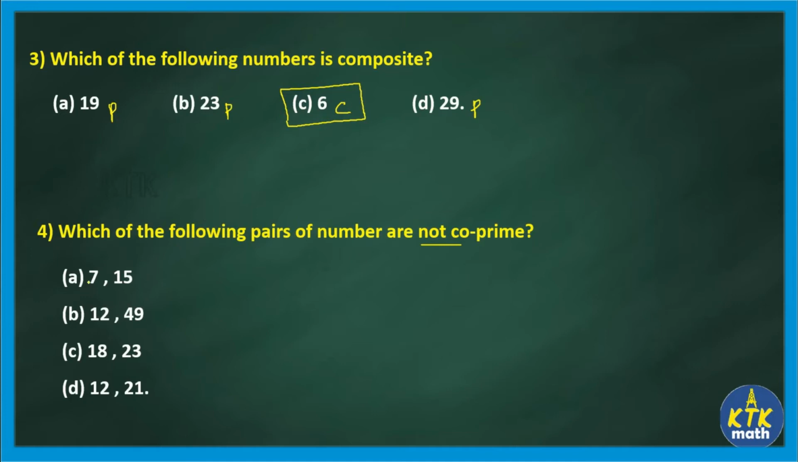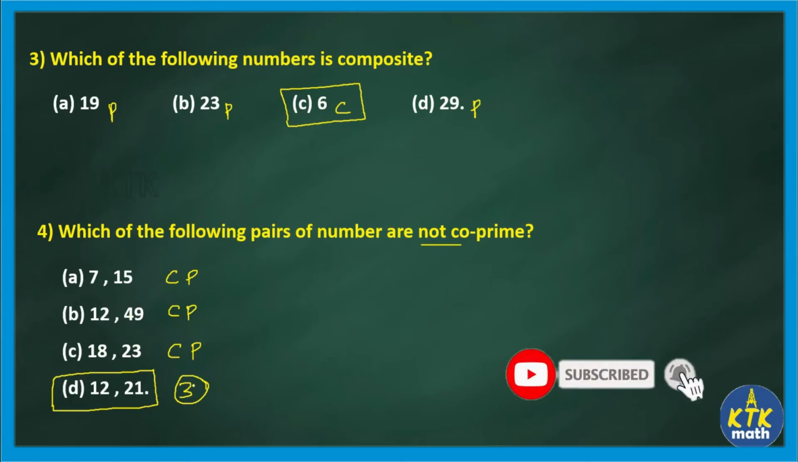Okay, now you can check 7 and 15 are co-prime, 12 and 49 are co-prime, 18 and 23 are also co-prime, and 12 and 21, you can see both the numbers in the 3 table, right? Therefore option D is not co-prime. So you just compare this with the remaining 3 options. 7 and 15 you cannot see in a single table. In the same way 12 and 49, 18 and 23, you cannot see these numbers in the same table.